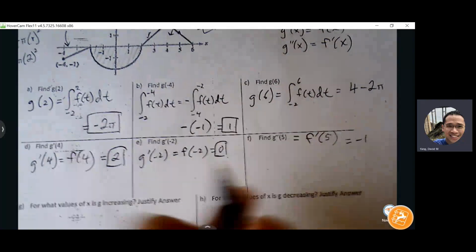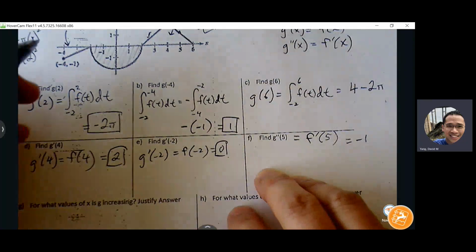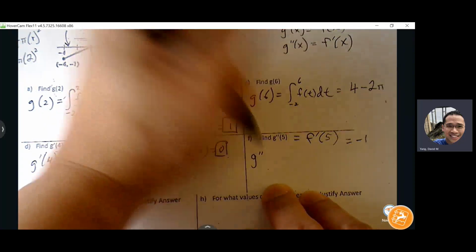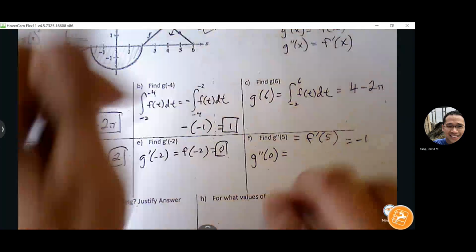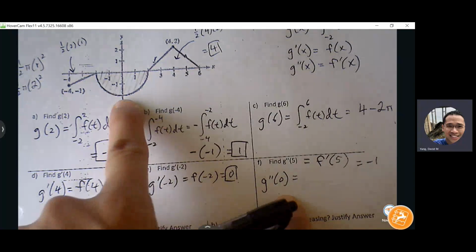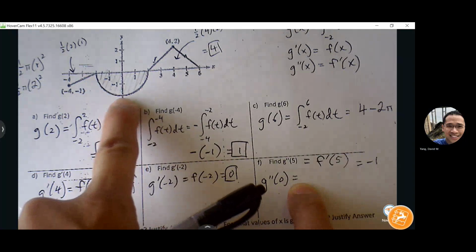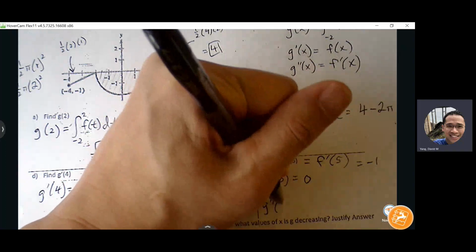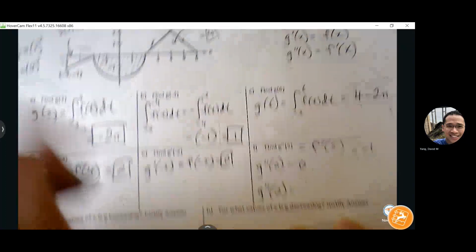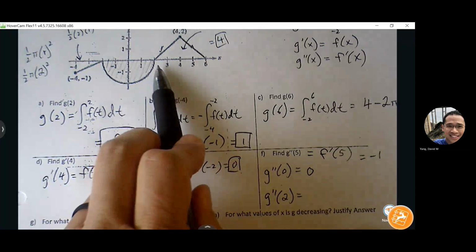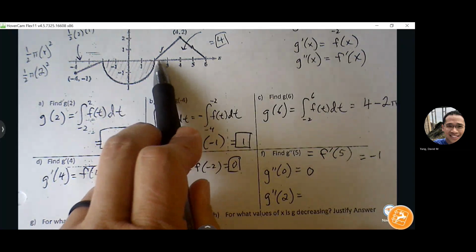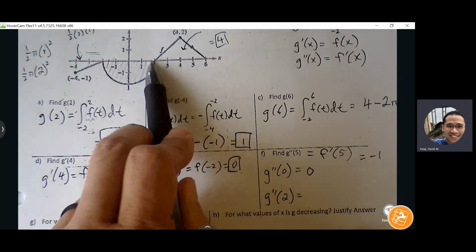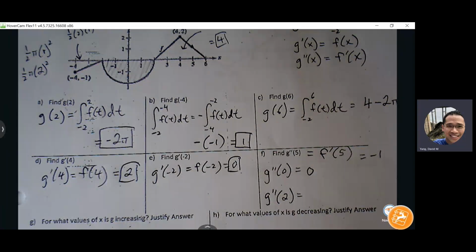Let me just do a few more examples of G double primes, just to make sure that you're comfortable with it. So what if I asked you for G double prime of 0? Basically asking you for the slope, right? What's the slope there? 0. Okay. What about G double prime of 2? What's the slope here? Undefined. Yeah, any sharp turn is an undefined slope.